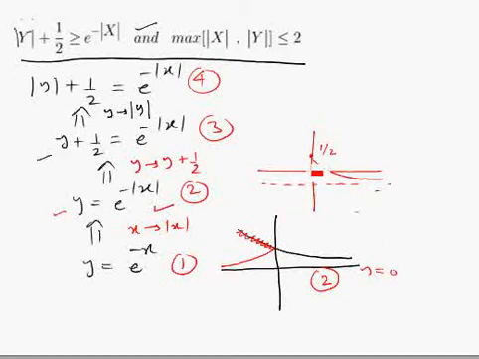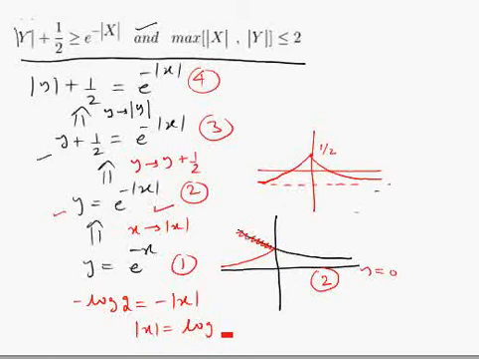And we can find this point of intersection with the x-axis, the value of x where y is 0. So we replace y equal to 0, take log of both sides, so minus log 2 equal to minus mod x. So mod x equal to log 2, or we can say x equal to plus minus log 2. So this value is plus log 2, this value is minus log 2.